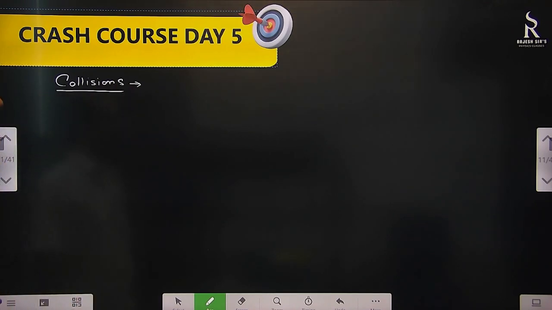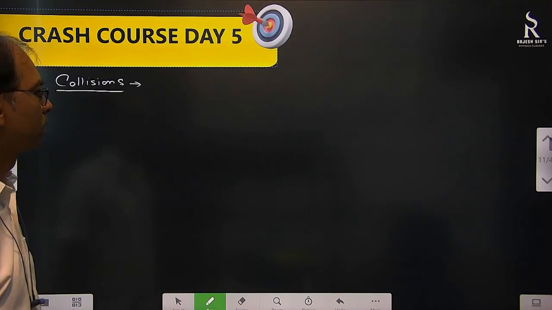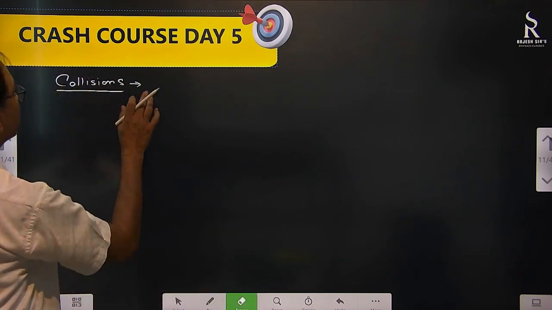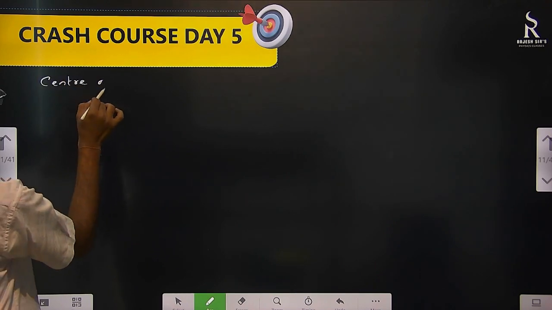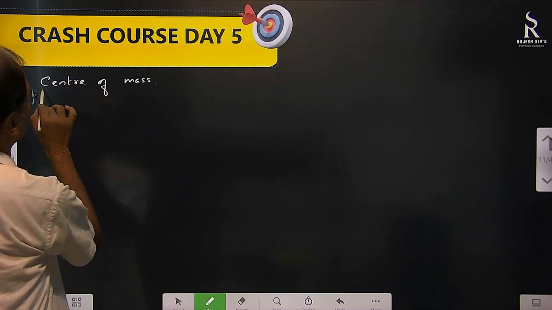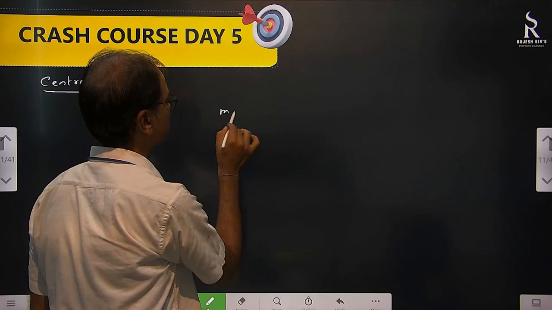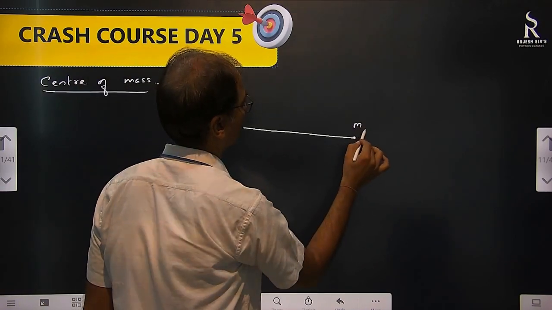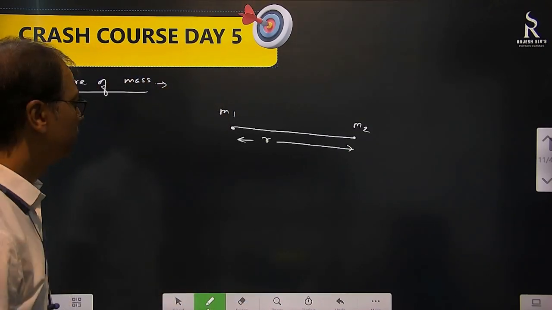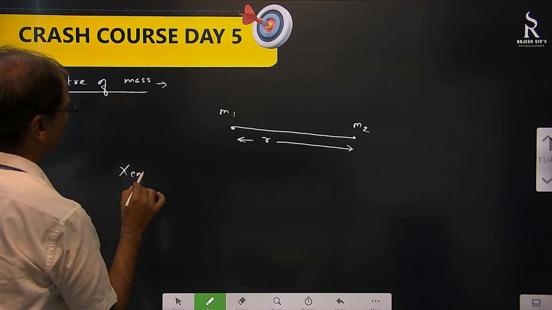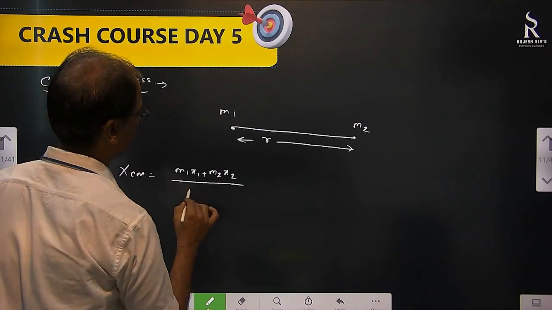Collisions. Okay, and a little bit of the concept of center of mass, and how to calculate center of mass. Before starting collisions, we will go for center of mass. So we all know that if there are two masses, m1 and m2, and the separation between them is r, and we want to find the center of mass, what do we do? I have a formula: m1 x1 plus m2 x2 by m1 plus m2.